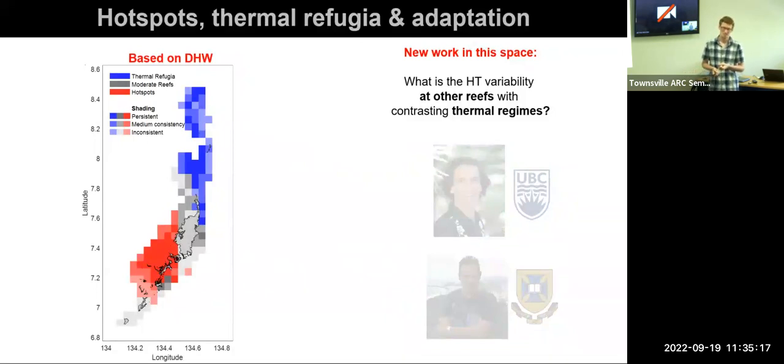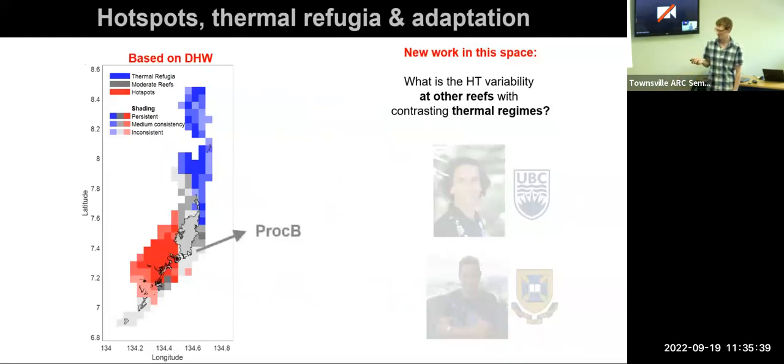So, this likely links to the fact that you've got a lagoon down here, so that's a lot of water retention, a lot of chance for water to heat up. Whereas up in the north, you've got a lot more flushing from the open ocean, which obviously can potentially cool things down during hot summers and that kind of thing.